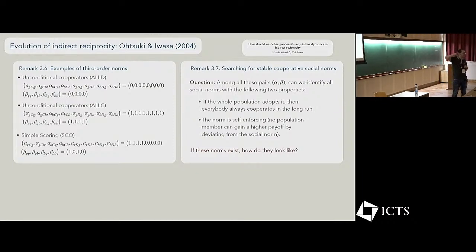Simple scoring will not be in this list. No, exactly for this reason that I told you for why image scoring was a bad strategy. Because simple scoring would always defect against a bad person, thereby hurting its own reputation. So simple scoring doesn't have a notion of justified punishment.